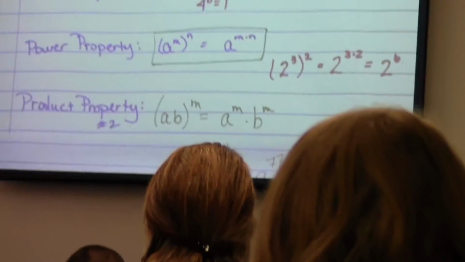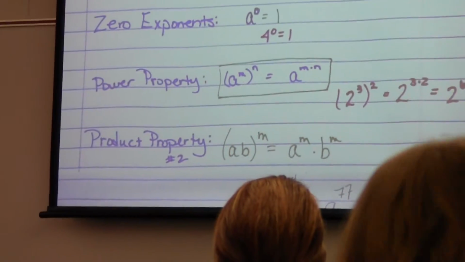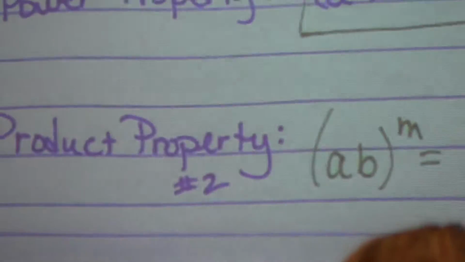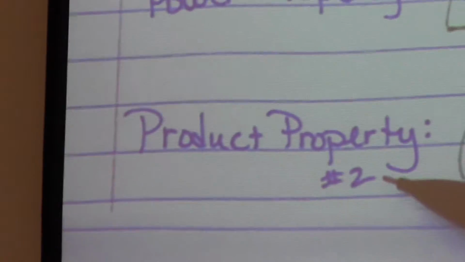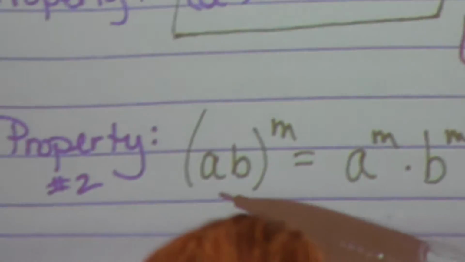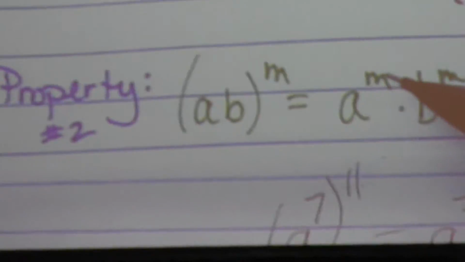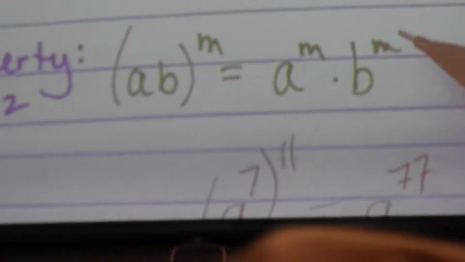So the other product property said it was the first product property, the number one product property. There's a second product property, which is why the number 2 comes into play here. The second product property just says if we have two numbers raised to the same exponent, we can break them up and say it's the first number raised to that exponent times the second number raised to that exponent.